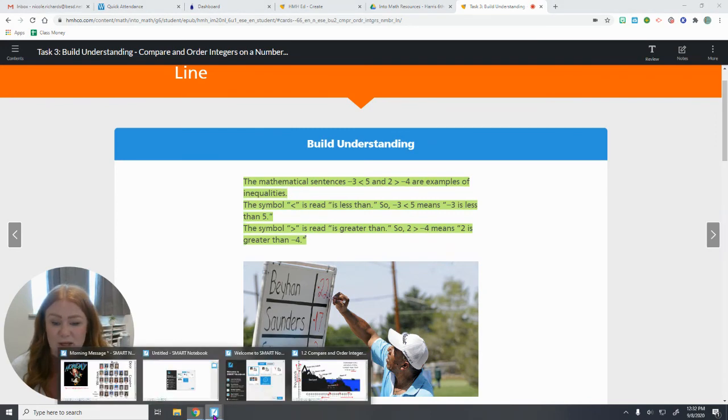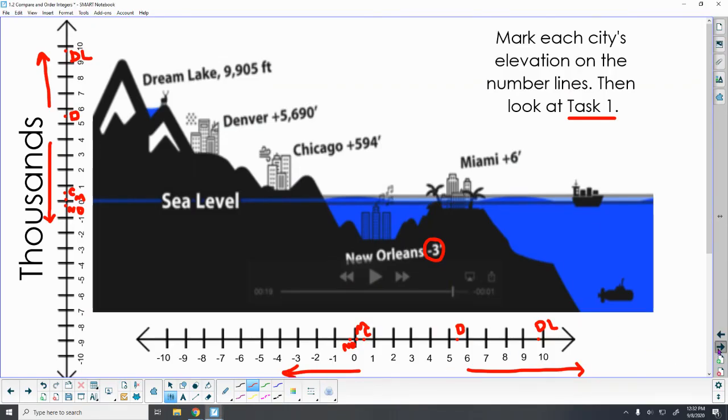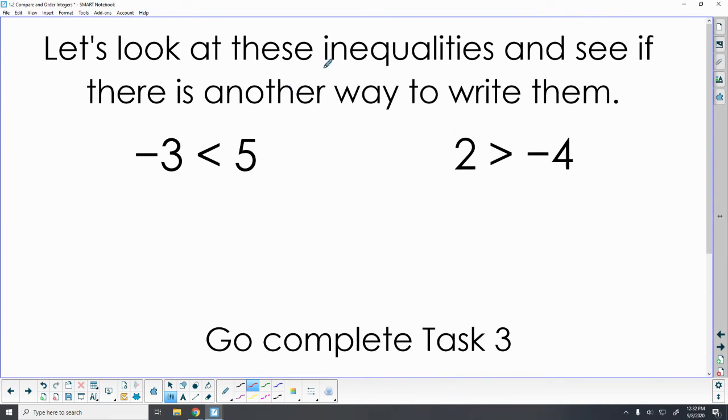So we're going to take a look at a problem here. We're going to take those same inequalities we just read, and we're going to see if there's another way to write them. If I'm thinking about -3 and 5 on a number line, here's 0. I know -3 will be on the left, and I know 5 will be on the right. -3 is less than 5. So that statement right here is true. We want to make another true statement about these.